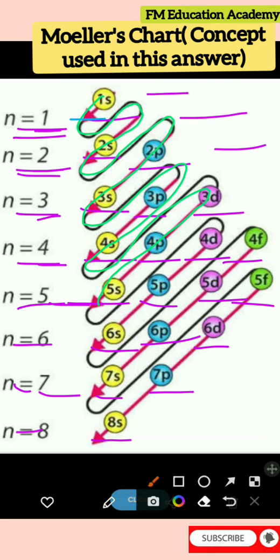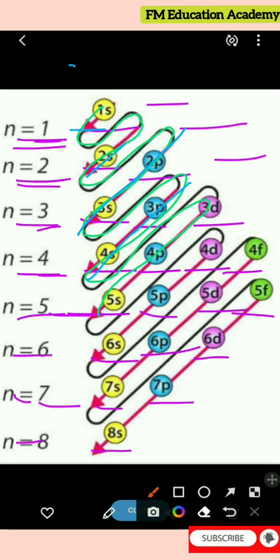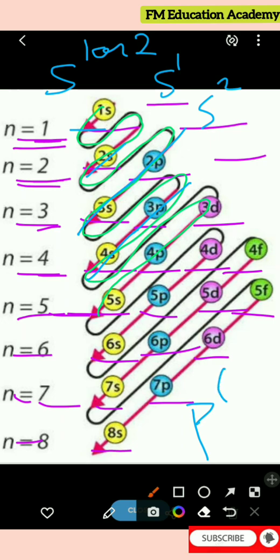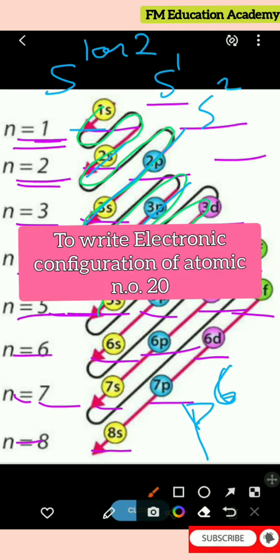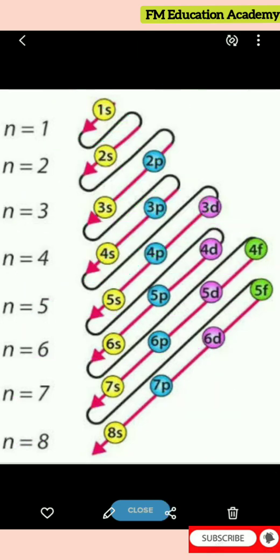See, first it will enter in 1s, then 2s, as you can see, then 2p, then 3s, then 3p, then 4s. Remember this. And we know that in s the maximum electrons can either be 1 or 2. So we will write either s1 or s2. And for p the maximum electrons can be 6, not more than 6. From 1 to 6 it can be any number of electrons. Okay, remember this. So we'll use this concept for writing the electronic configuration of atomic number 20.